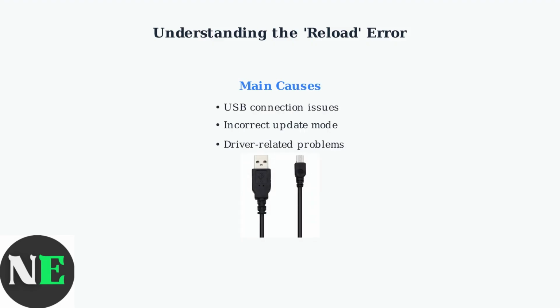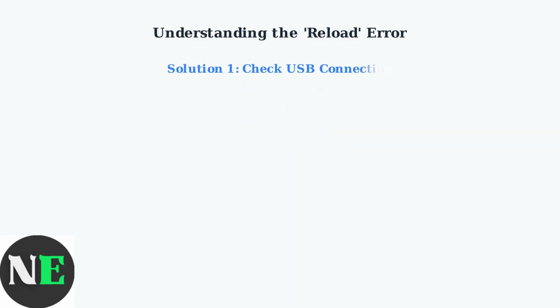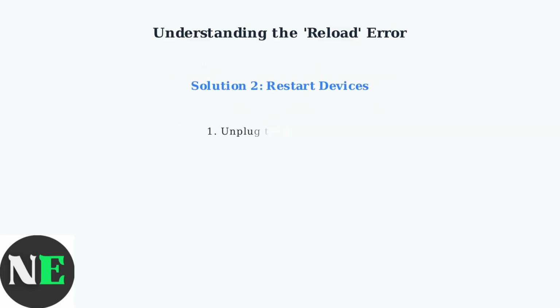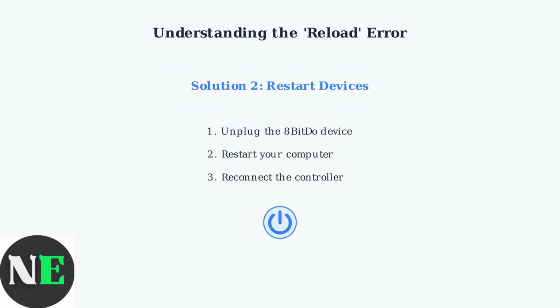Using the wrong cable or a faulty USB port can prevent proper communication between your controller and computer during the update process. The first troubleshooting step is to check your USB connection. Always use the USB cable that came with your 8BitDo product, as some third-party cables may not support proper data transfer for firmware updates. Next, restart both your computer and the 8BitDo device.